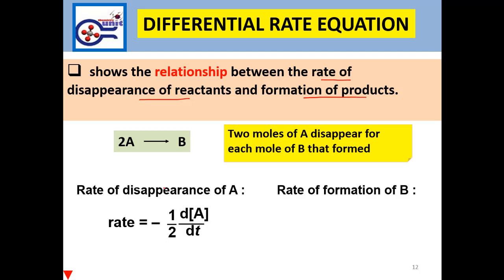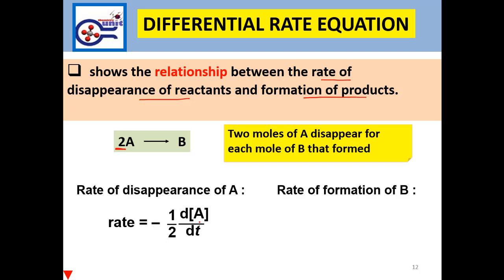Cara nak tulis differential rate equation ni, kita kena ada rate sama dengan, reactant concentration dia akan berkurang, so kita akan letak negatif. 1 per berapa mol kat depan dia. Sebagai contoh, kalau A ada 2 mol, dia akan jadi 1/2. Kalau depan dia tak ada apa-apa, kita tak tulis apa-apa lah. So 2 mol becomes 1/2. And then dA tu change in concentration over dt, change in time.